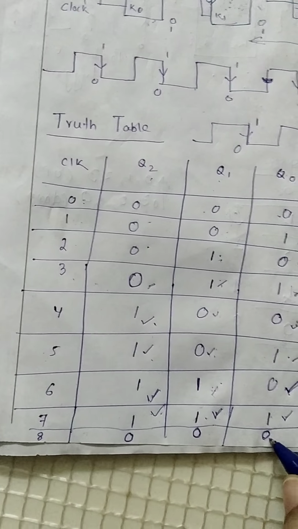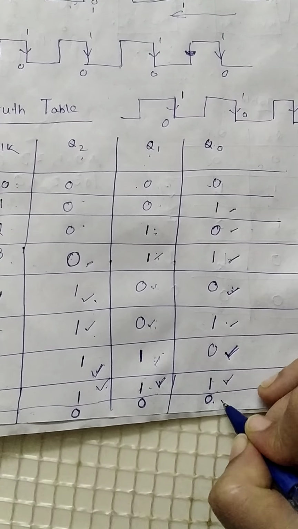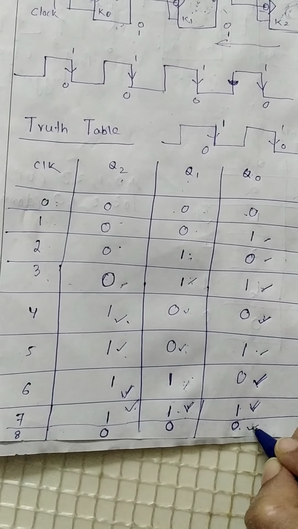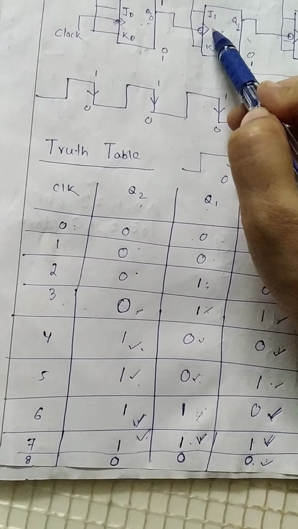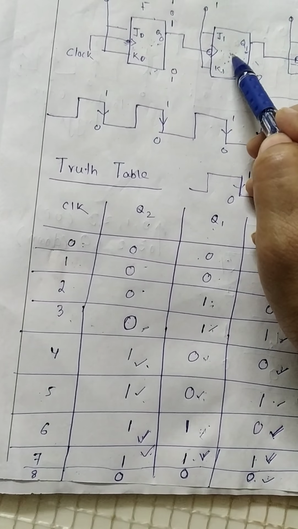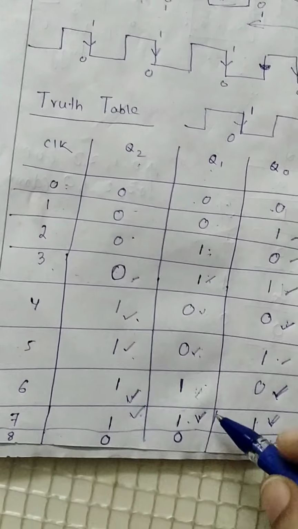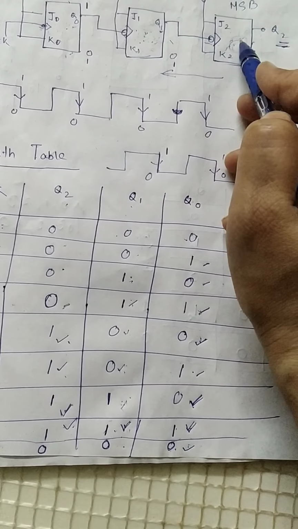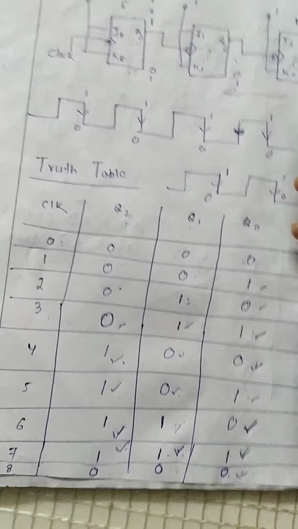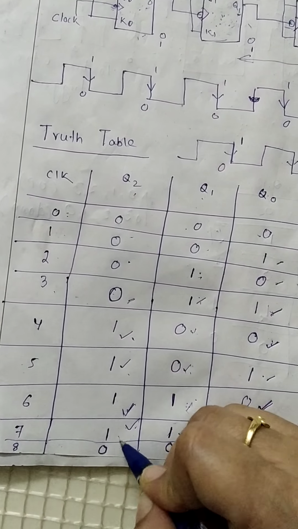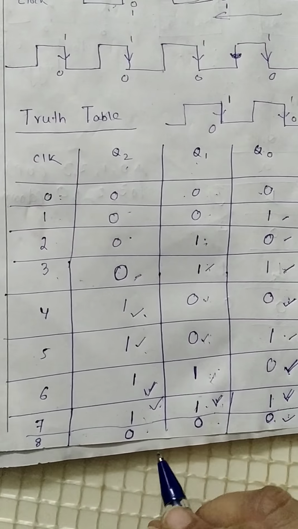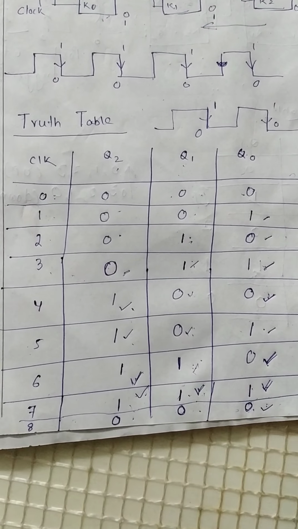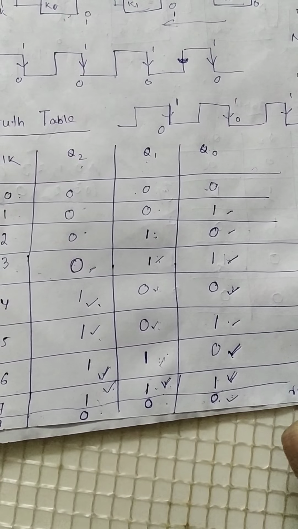Now I am giving the 8th clock pulse. 8th clock pulse means the 0, because here it was 1. When I am giving here 0, then definitely this is going to toggle. When this is going to toggle, the value is going from 1 to 0. Now when it is going from 1 to 0, definitely the last one will also trigger. So it is also changing its state from 1 to 0. So again we can see that in the 8th clock pulse, all the 3 values are 0, 0, 0. That means it is in the reset condition.